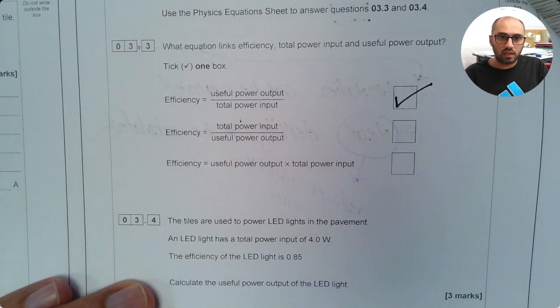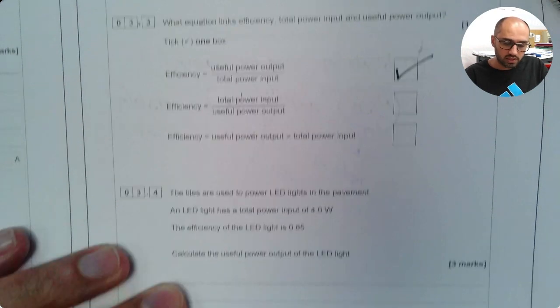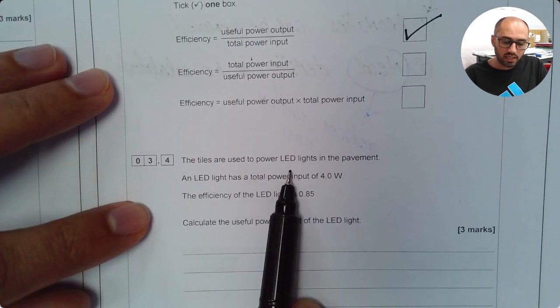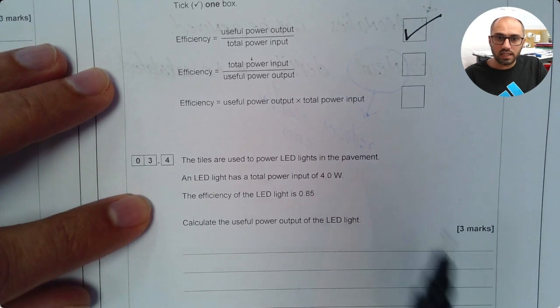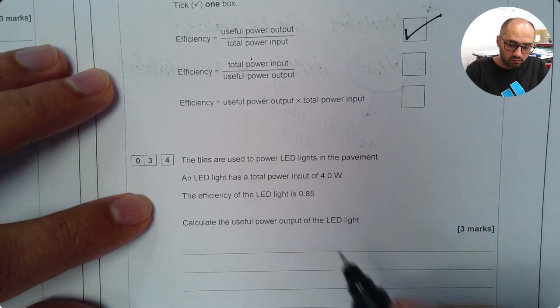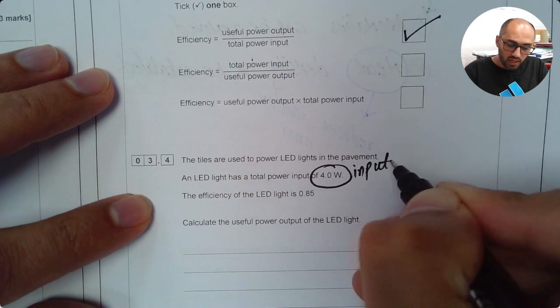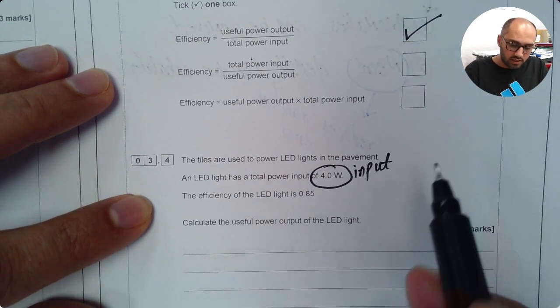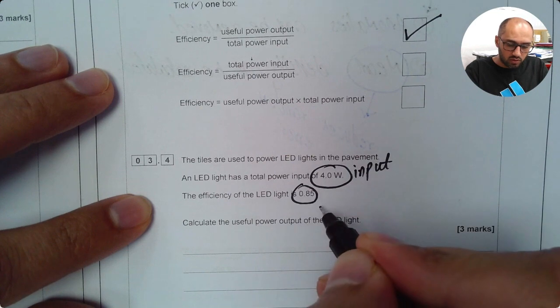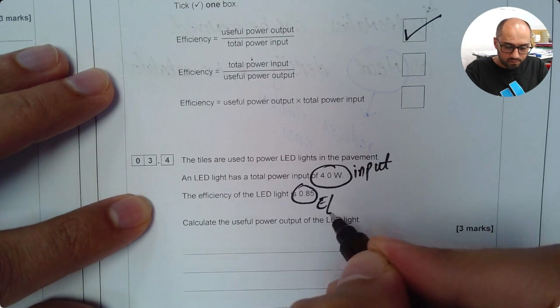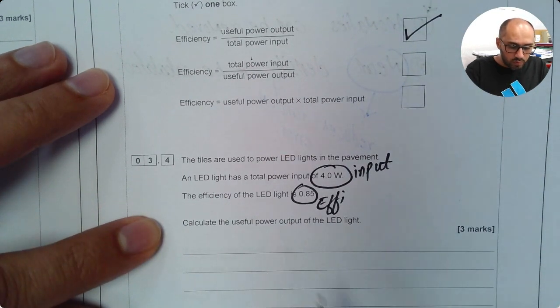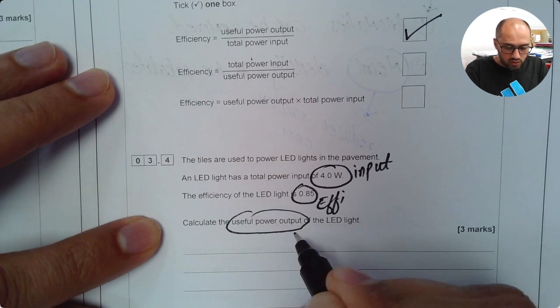Now the next part asks us to use this equation to find the missing value, just like we did on the last two parts of this question. Here it says the tiles are used to power LED lights in the pavement. An LED light has a total power input of 4 watts. This is the value of input. The efficiency of the LED light is 0.85. This is the value of efficiency. It says calculate the useful power output. We don't know this value.